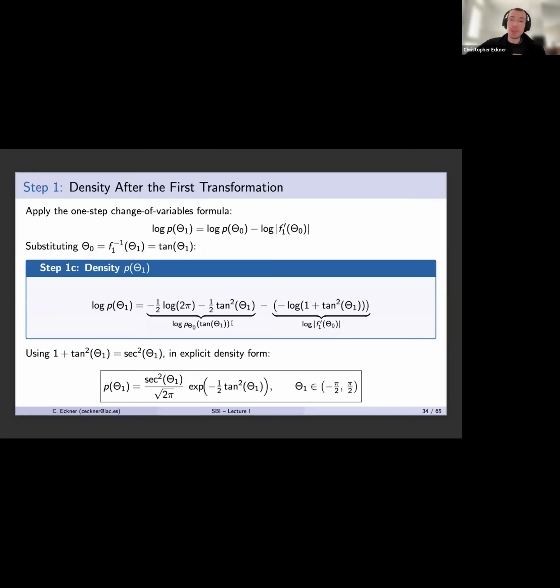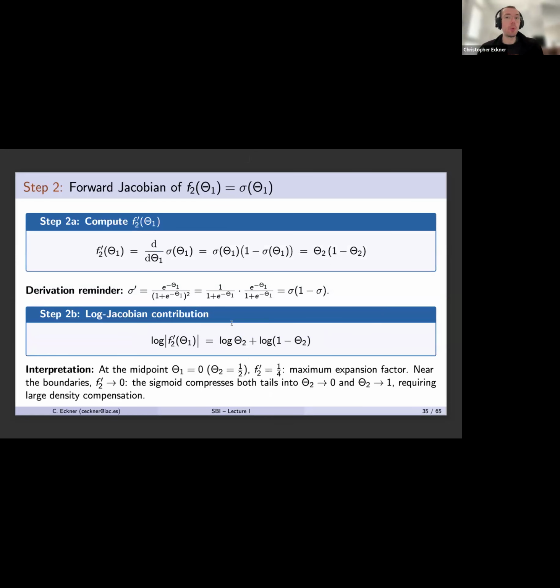All right, and then we perform the second step. This is the forward of applying the sigmoid function to the variable theta 1. Again, we need to compute the derivative here. The derivative of the sigmoid function is just here, as a reminder of how this is defined. Basically, it's just that, so not too hard to do. And you plug this in, again, into your log of the Jacobian, taking the absolute value.